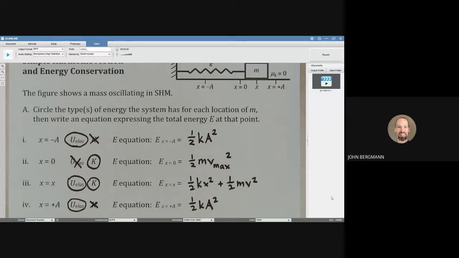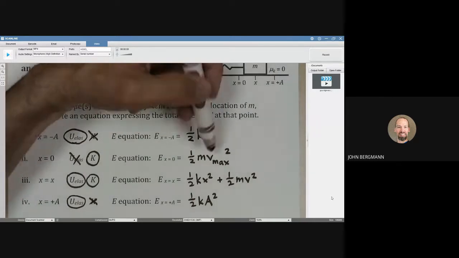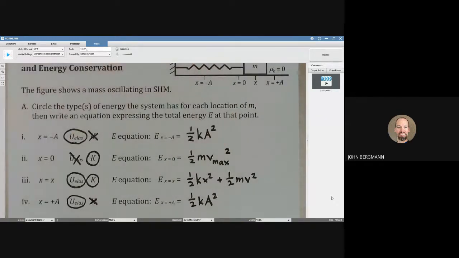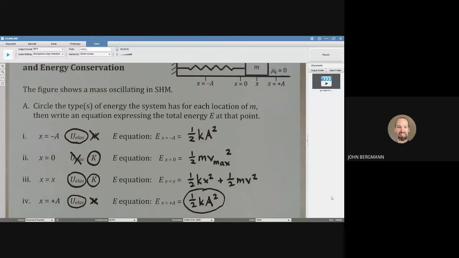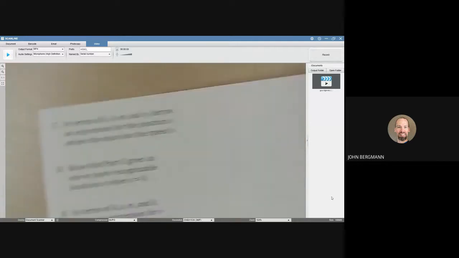And if mu sub k is equal to 0, we're going to assume that mechanical energy is conserved. And so what that means is all of these are equal. This amount is equal to that amount, is equal to that amount, is equal to that amount. And if we know the amplitude, we can calculate that right off the bat. And then that amount of energy in between the extreme points is divvied up between elastic potential and kinetic. All right, let's try this then.